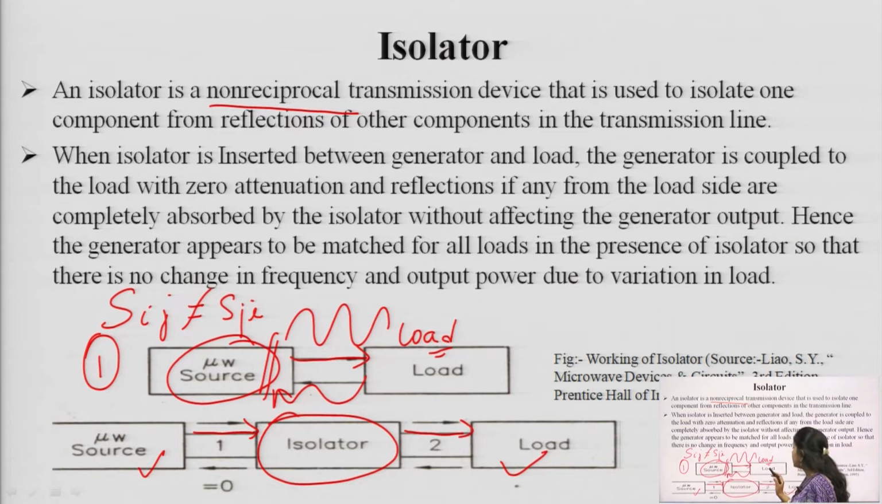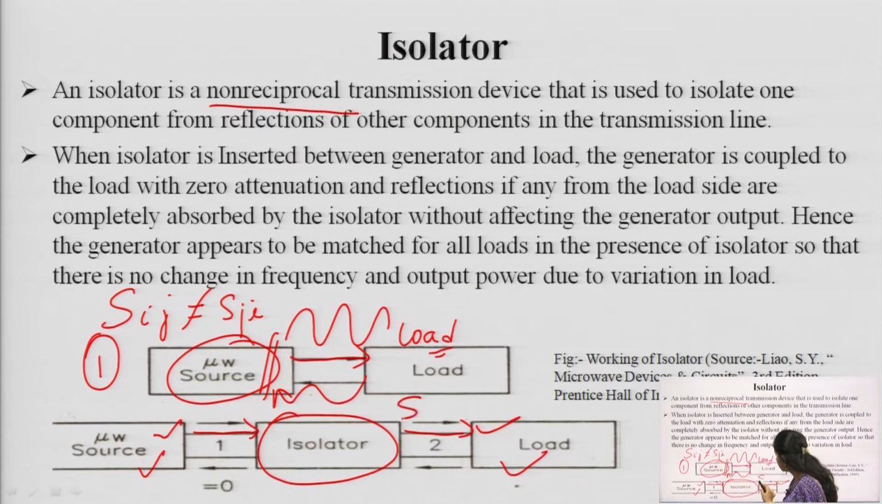An isolator is a type of device which allows the propagation of the wave in one direction and attenuates it in the other direction. This is the basic property and function of an isolator. We should always remember this: it allows the microwave signal to propagate in one direction and attenuates or stops it in the other direction. So, when the signal goes from the microwave source to the load, the isolator allows it.